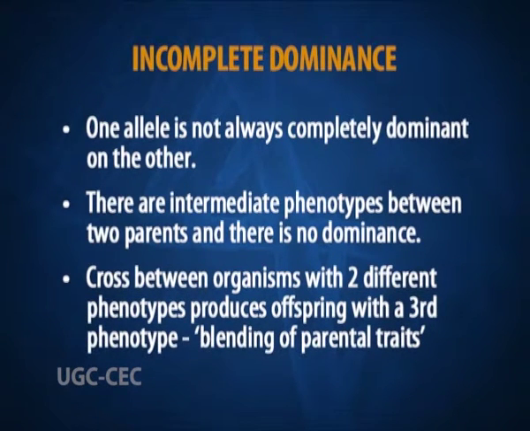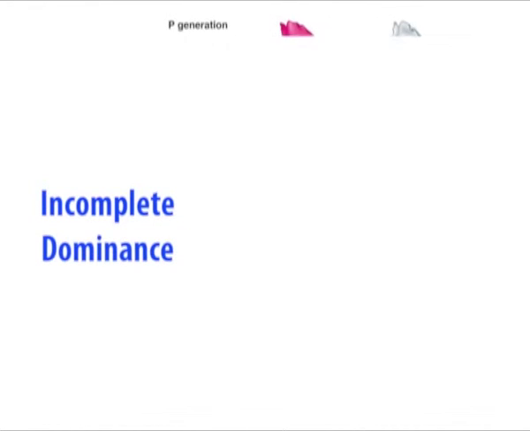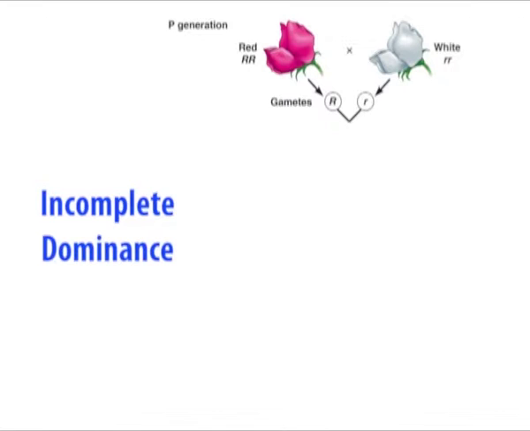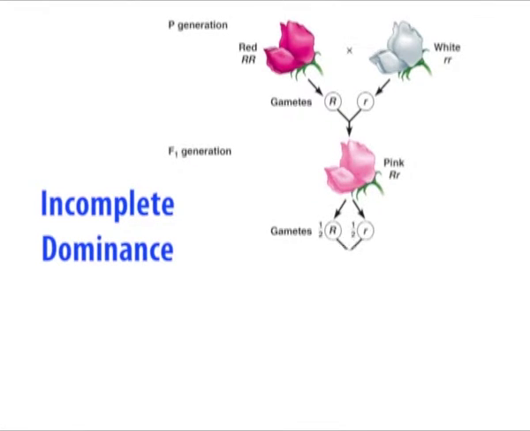That means a cross between organisms with two different phenotypes produces offspring with a third phenotype, which is called blending of parental traits. For example, one gene of snapdragon flower has two alleles, one for the red flower and the other for white flower. A plant that is homozygous for the red allele will have a red flower, while another which is homozygous for the white allele will have a white flower. On the other hand, the heterozygous plant having both the alleles will have a pink flower. Neither the red nor the white allele is dominant.